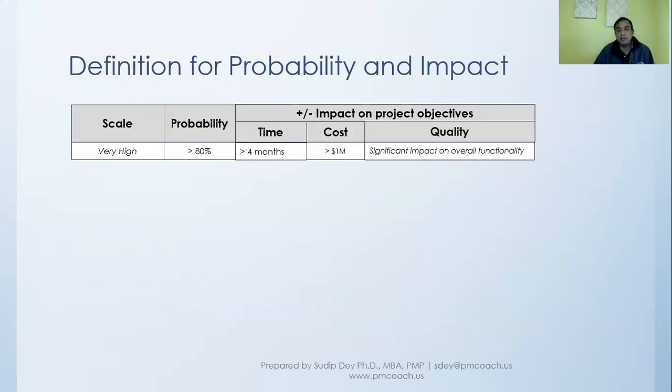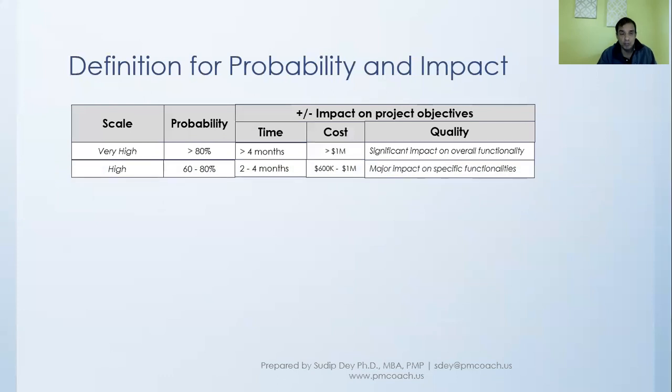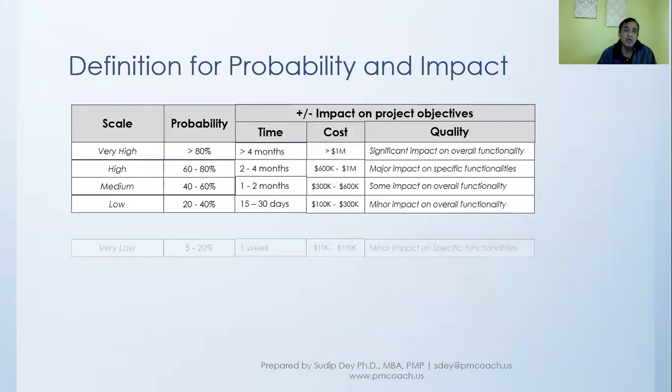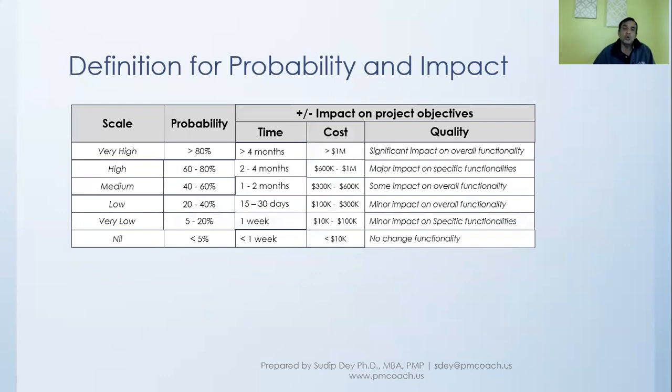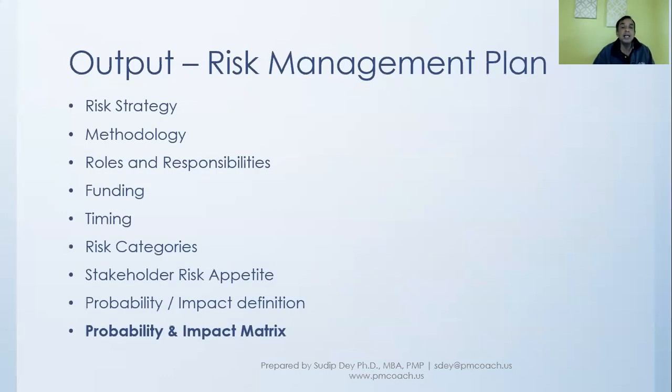Now, some projects might be just 1 million, or the total budget might be 1 million. So we'll have to make sure that we understand that this definition of probability and impact is very project specific. So again, you will put together different scales: high, medium, low, very low, and something that we can just ignore. This is how we put together the definition, and that can be used later when we identify risk and when we do qualitative analysis and so on.